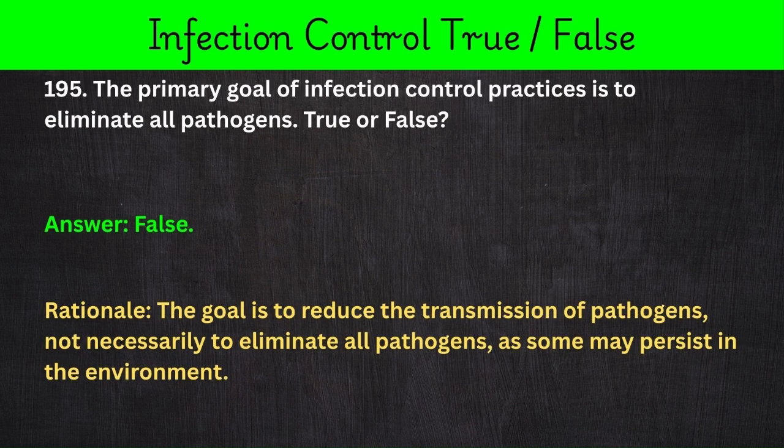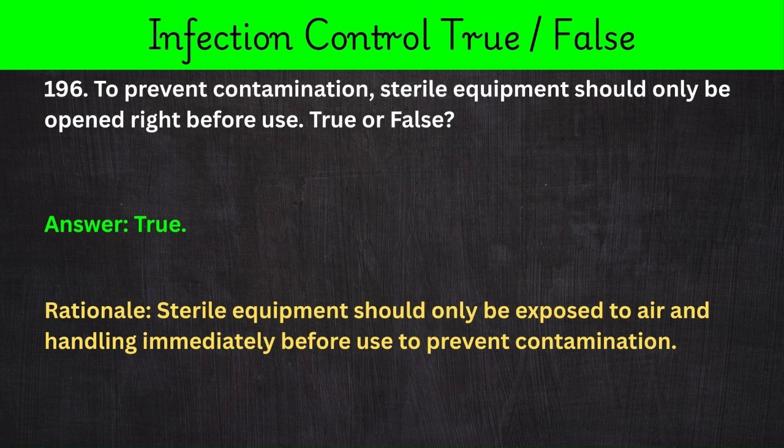195. The primary goal of infection control practices is to eliminate all pathogens. True or false? Answer: false. Rationale: the goal is to reduce the transmission of pathogens, not necessarily to eliminate all pathogens, as some may persist in the environment. 196. To prevent contamination, sterile equipment should only be opened right before use. True or false? Answer: true. Rationale: sterile equipment should only be exposed to air and handling immediately before use to prevent contamination.